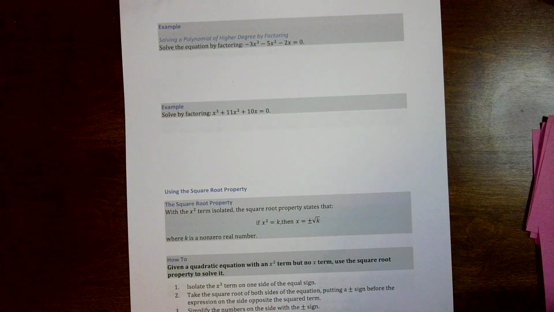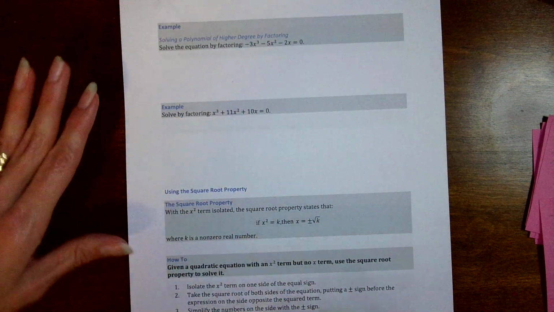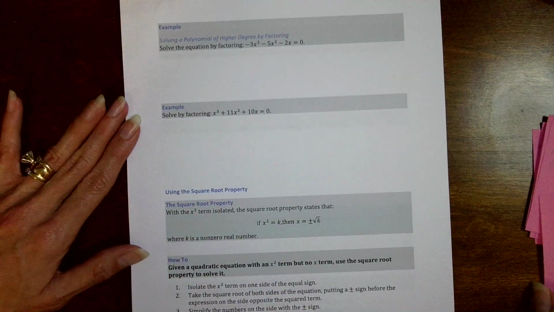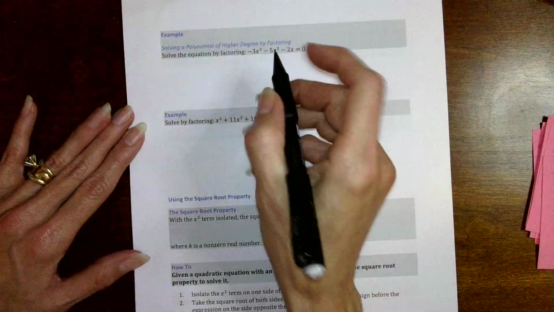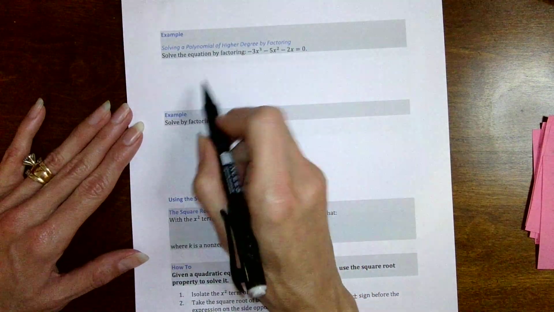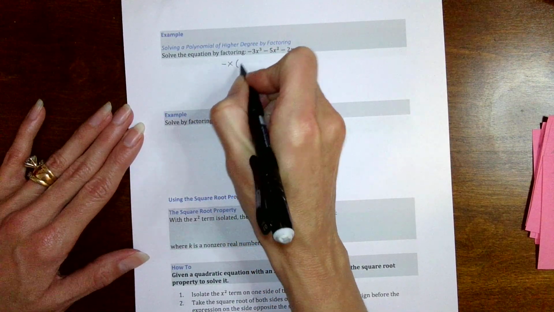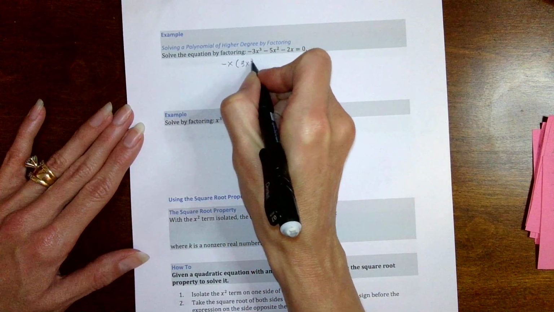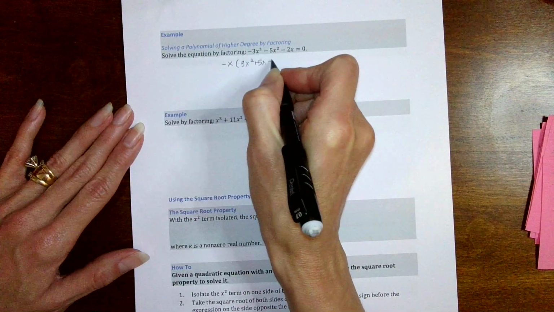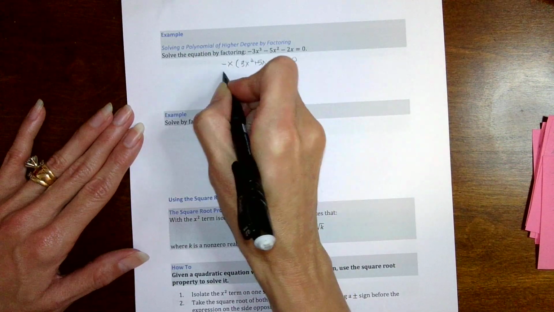Okay, so solve this by factoring. So I always look for a GCF first, and I see I can pull an x out. I also see these are all negative, so I'm going to go ahead and pull a negative x out of all these, and I get 3x squared plus 5x plus 2 equal to 0.